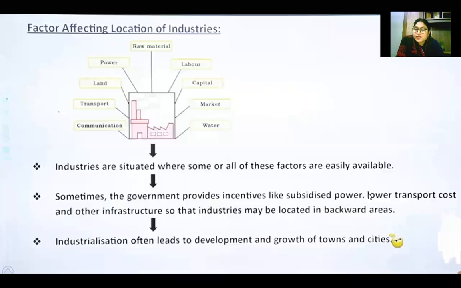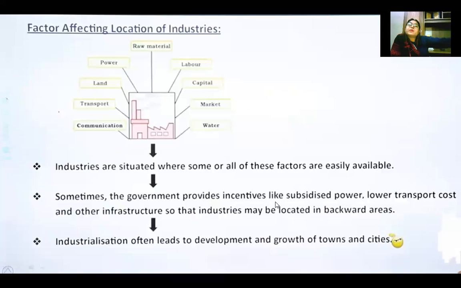Now what are incentives? Anyone? Incentive is something that is given to encourage someone to do something. Now you know that if a normal factory is there, it has to pay so many types of taxes to the government. Now what does the government do? The government provides incentives.